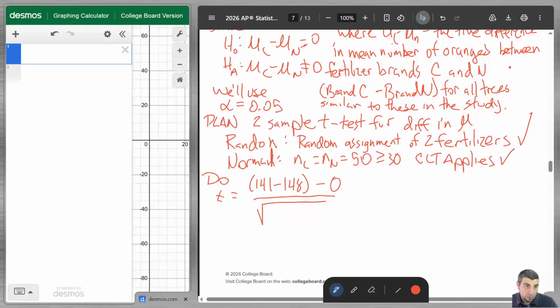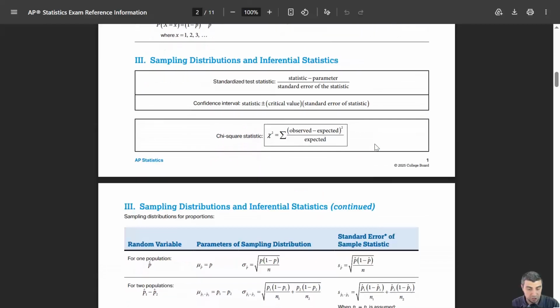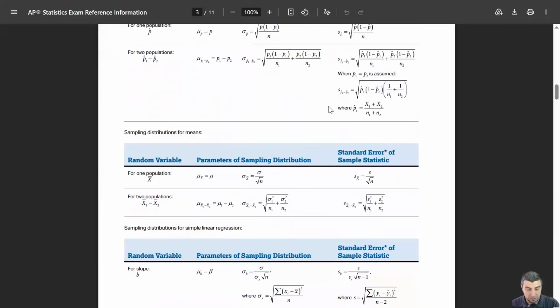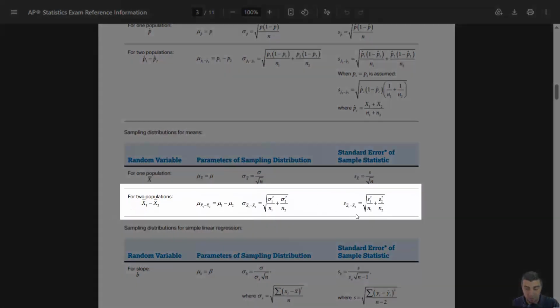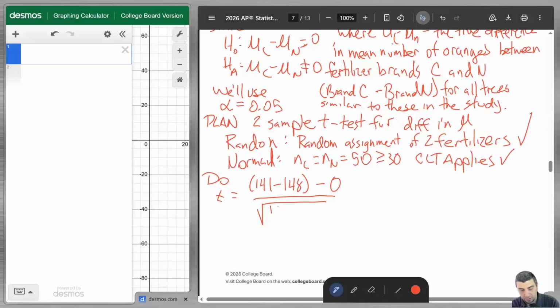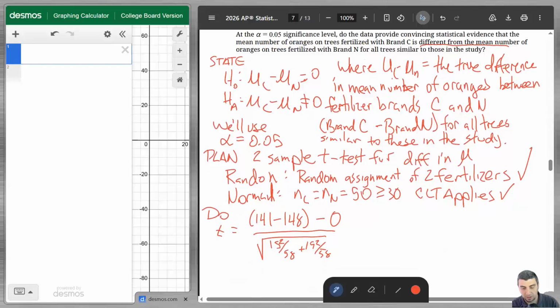Now, if you forget how to calculate the standard error for this situation, you can hop on over to the formula sheet. So we have our formula sheet. We'll scroll down to sampling, distribution, and inferential statistics. And we are doing a difference for two population means. So our standard error is right here. That's the formula. That's going to be 15 squared over 58 plus 19 squared over 58. And again, remember, I'm getting those values from the table up here with the mean and standard deviation.